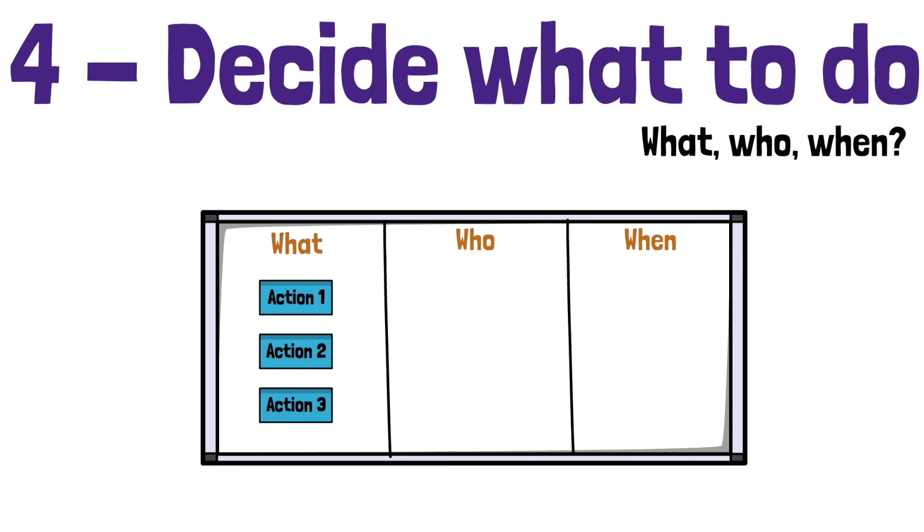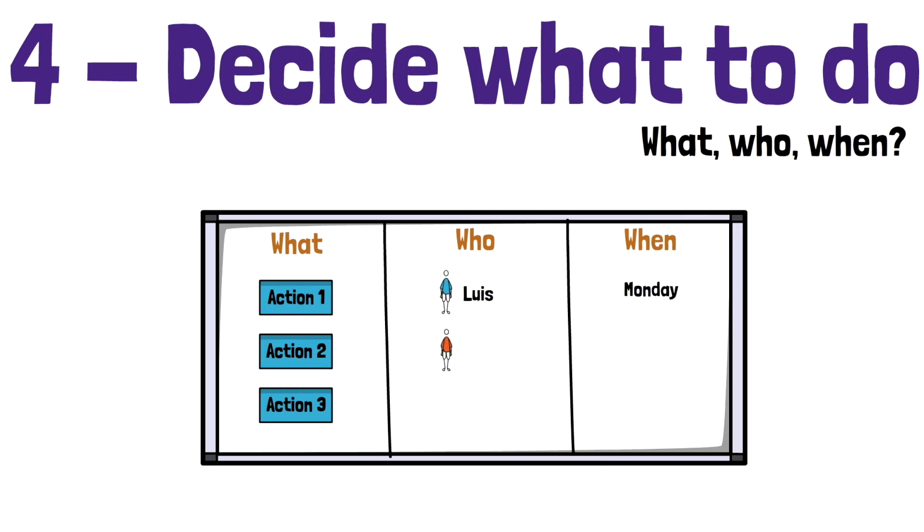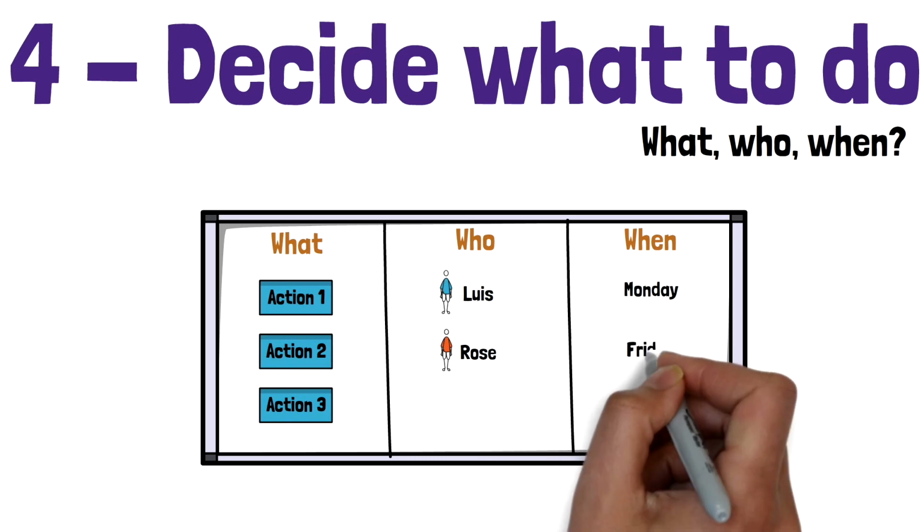Each team member can then write on the board what he will be doing. In the who, this is the name of the team member. And then finally, by when, he can give the team feedback on what he tried to act on.